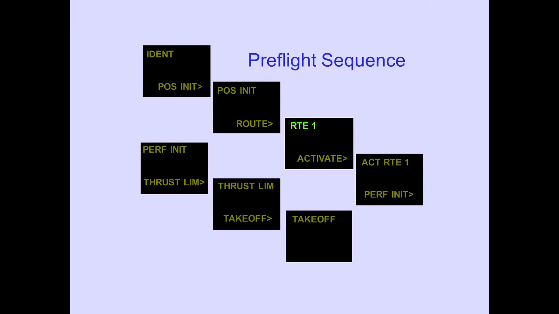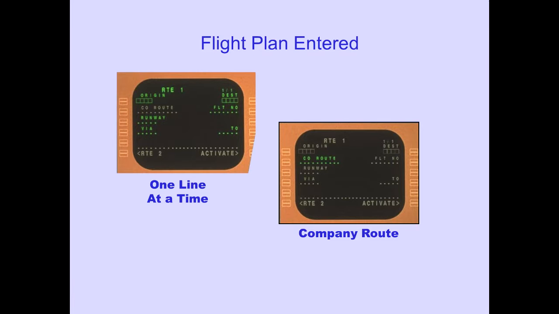The next page in the pre-flight sequence is the route page. There are two ways the flight plan can be entered. The flight plan can be entered one line at a time by filling in the boxed and dashed lines, or it may be entered all at once using the company route line. The company route line will be discussed later. Let's now load a typical flight plan.